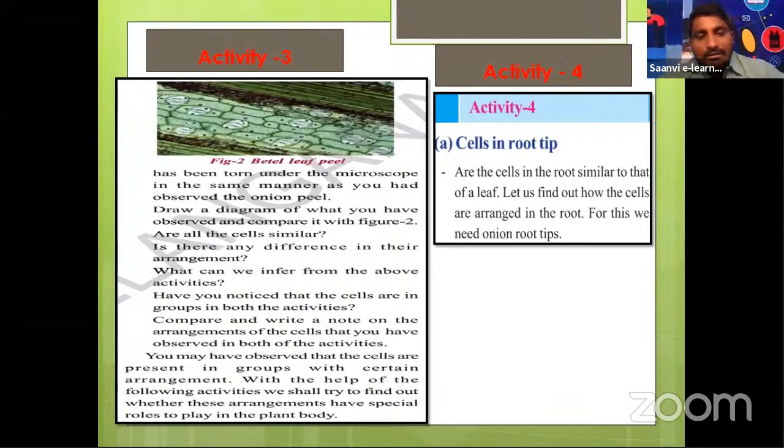Okay, here we have compared how the cells are arranged in activity 2 and 3. You may have observed that the cells are present in groups with certain arrangements. With the help of the following activities, we shall try to find out whether these arrangements have special roles to play in the plant body. Okay, to know that, let us perform some more activities.